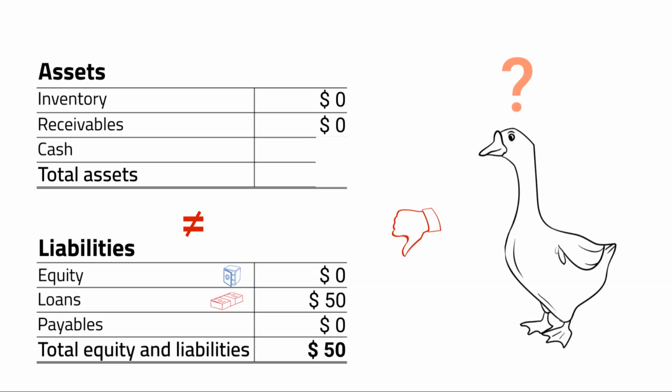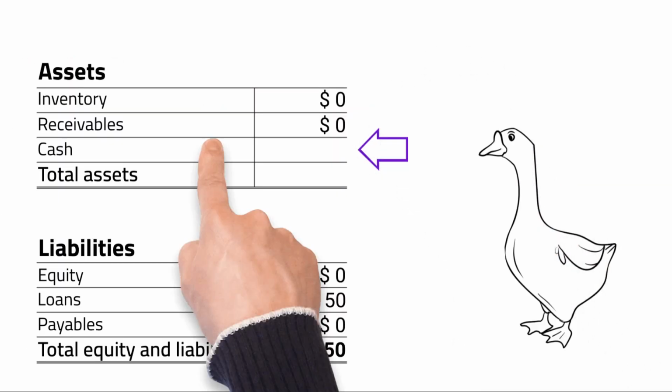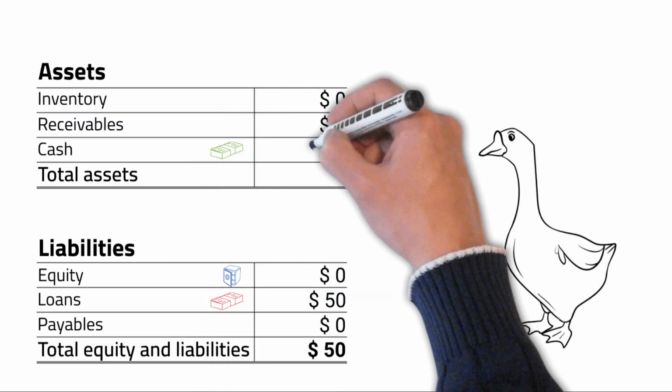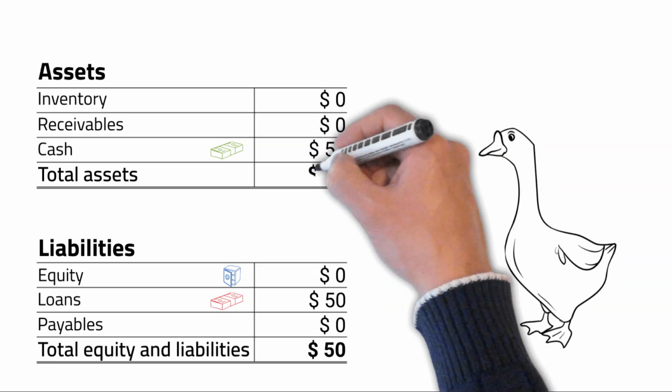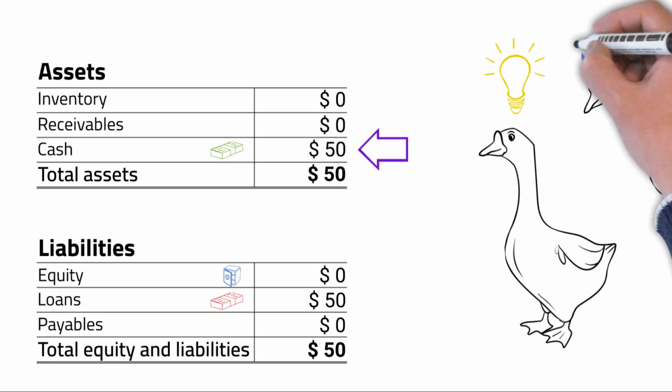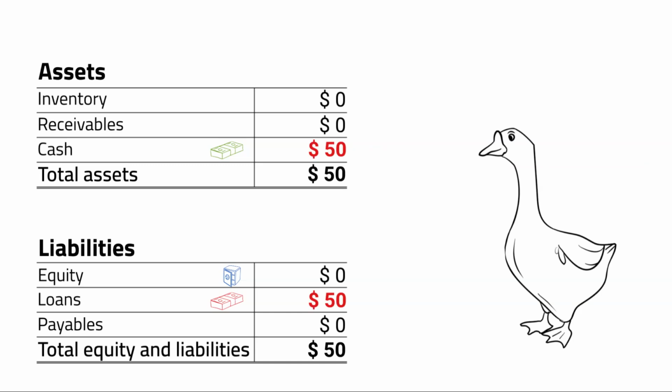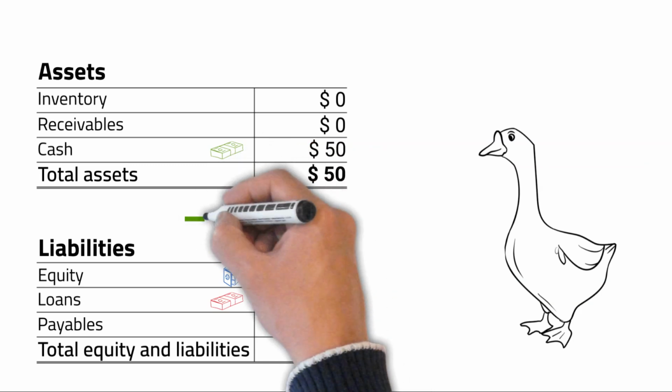Let's quickly fix it. We now have cash from the bank. So we record it as cash, which one-to-one reflects the liability to the bank, as we haven't spent anything yet. And the balance sheet balances.